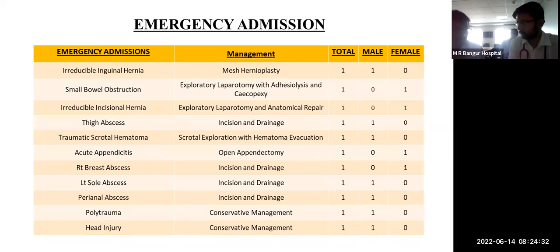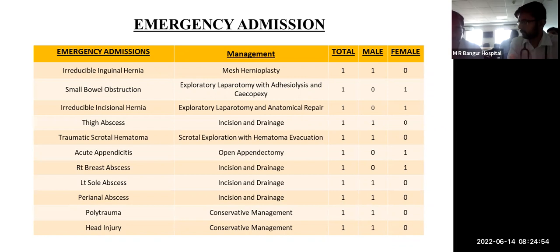So the purpose of decompressing the cecum with just a tube may not work all the time. And in case of small bowel obstruction, I don't think adding a cecopexy helps. What is the idea of doing cecopexy? Why did you add a cecopexy in this patient? So the cecum, when we visualized it after checking the bowel, was excessively mobile, sir.